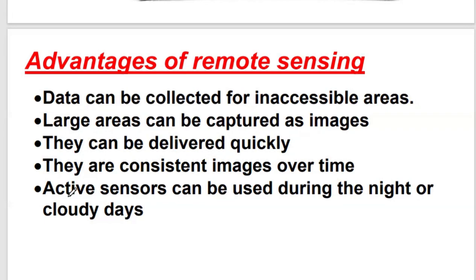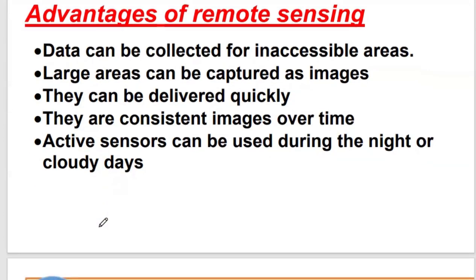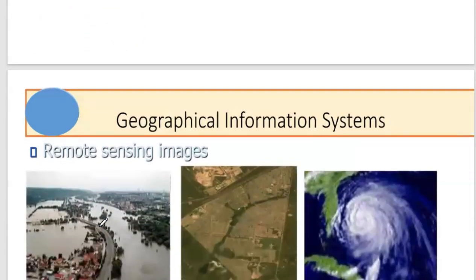So the active sensors can be used during the night. They can send their energy, and the energy is reflected back, and you can collect the information even at night, which makes it convenient in geography. Instead of waiting for the day, we can still collect the information during the night. We can still collect the information on cloudy days, which makes it more convenient, right? Those are some of the advantages of remote sensing.